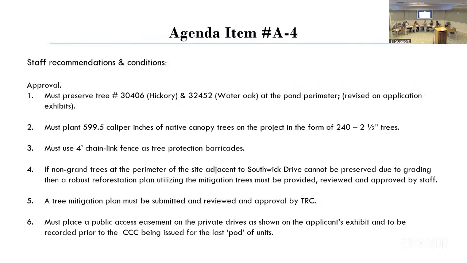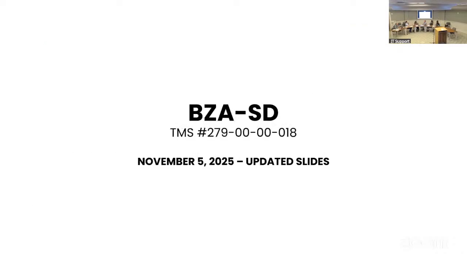The tree mitigation plan must be submitted, reviewed and approved by TRC, and a public access easement must be placed on the private drives as shown on the applicant's exhibit and recorded prior to the final CCCs being issued for the last pod of units. So I'll let the applicant speak to his slide deck, and then I'll explain a couple of trees that are a little different than the original site plan.